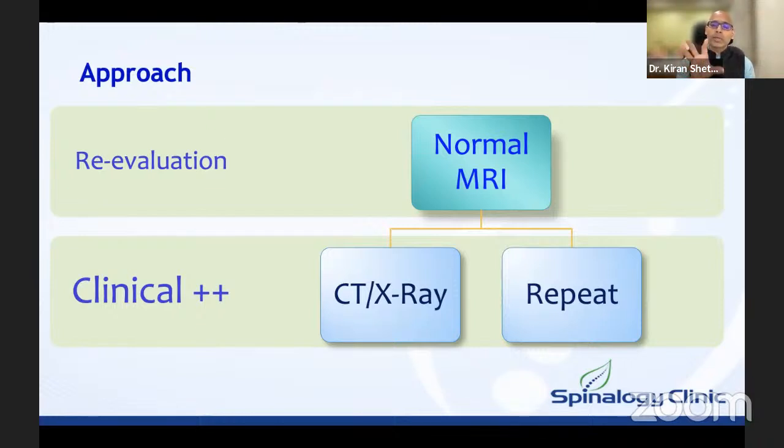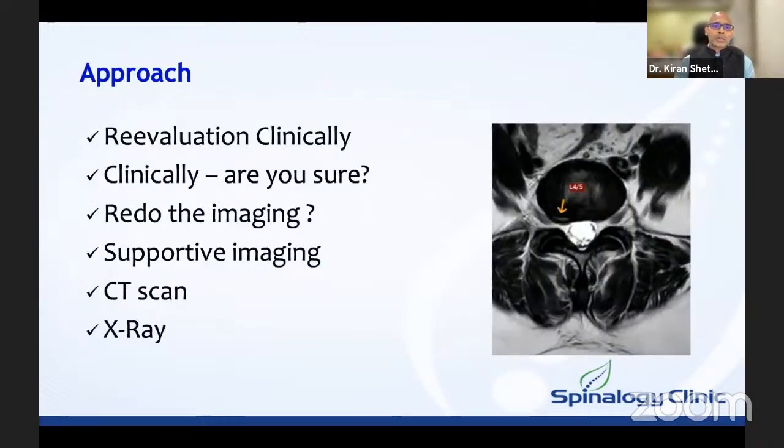Not every MRI will be exactly the way you projected it to be. There might be surprises, but if you are very convinced about your clinical examination, go for another imaging or a repeat MRI for the same patient. If the patient has got an MRI from somewhere else, you might have to repeat it. As I said, if you are not very sure, then of course you can go to the next stage, but if very sure clinically, then go for repeat.